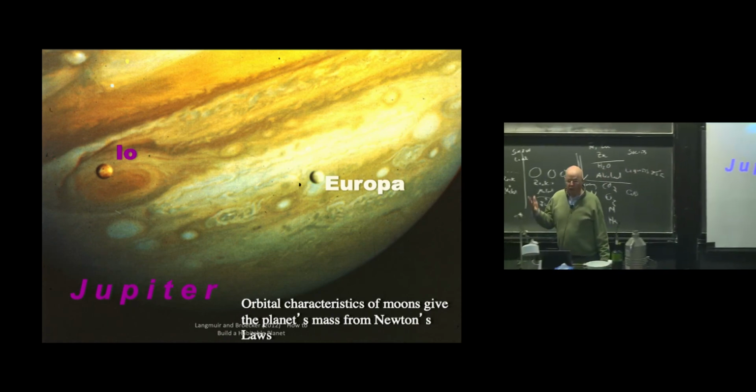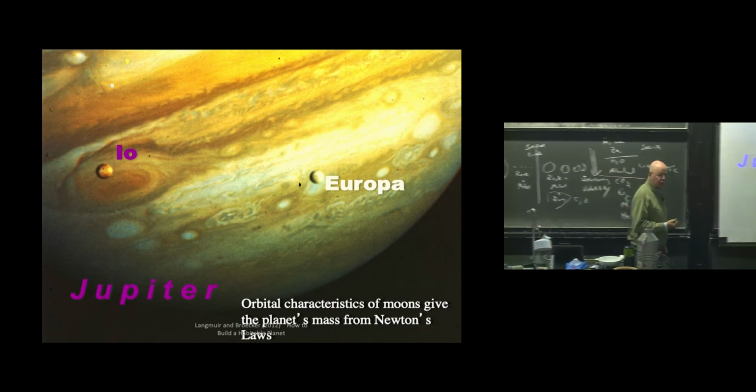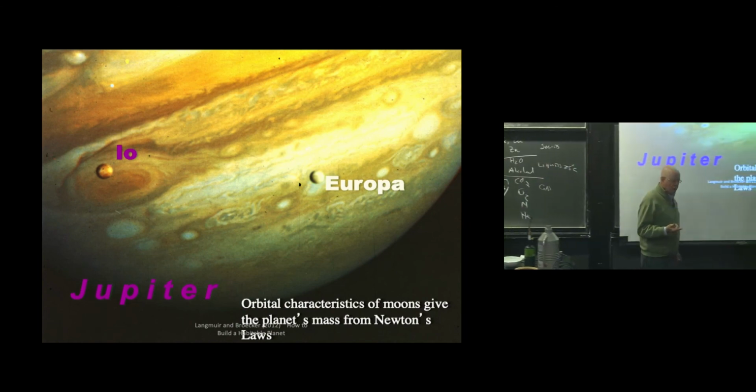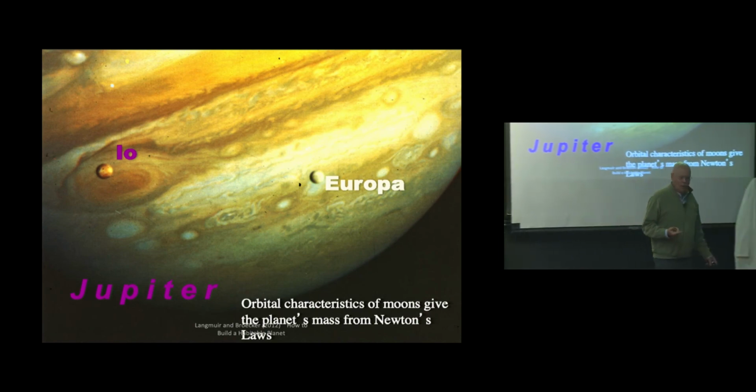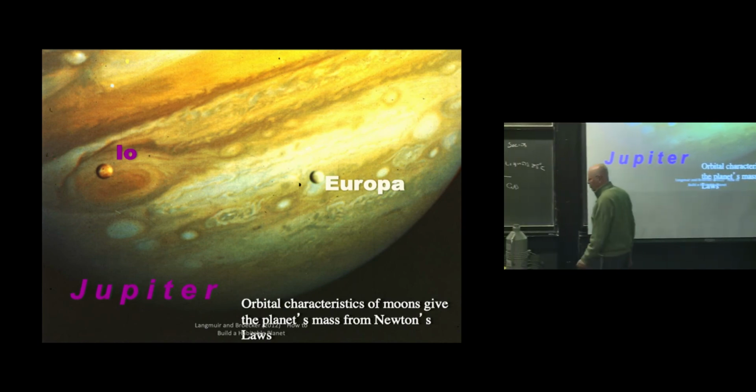You can do that for all the outer planets because they all have moons. You can do it for the Earth because the Earth has a moon. You can do it for Mars because Mars has a moon. You can't do it for Venus, so for Venus's density you have to see how Venus's orbit is perturbed by other planets.